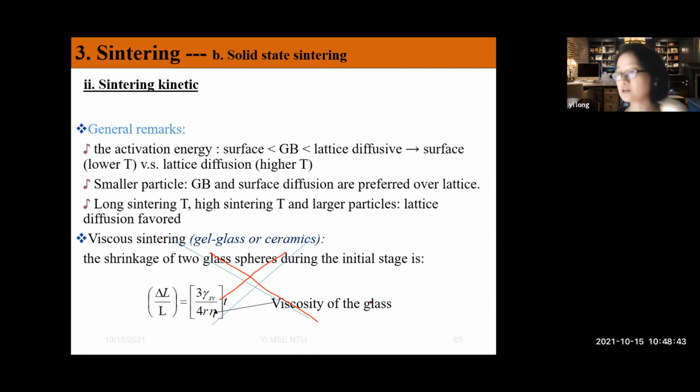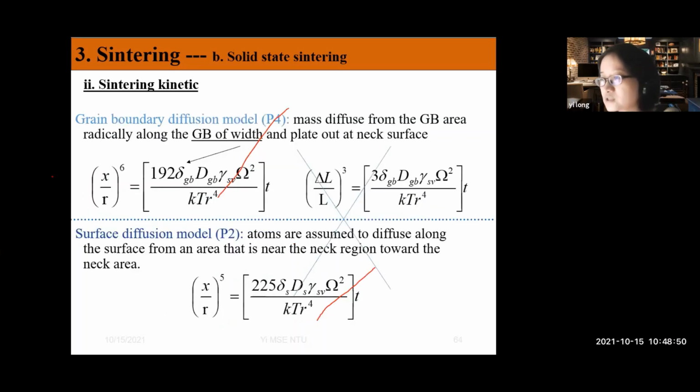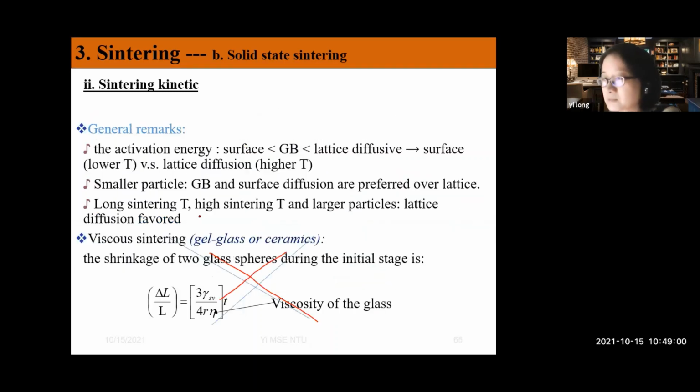Okay, so there's some general remark. So it's actually very, very complicated. If you really want to get all these details, you need to know how to calculate all this. We call it a rate. So which rate is faster is going to be dominated. Okay, but we skip all this mathematics here. So there's some general remarks.